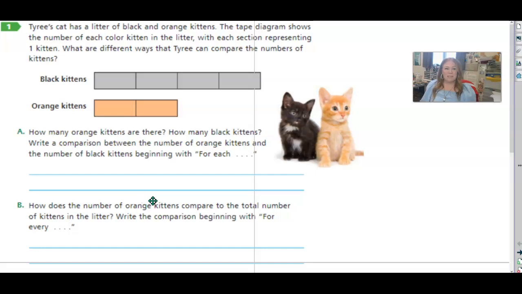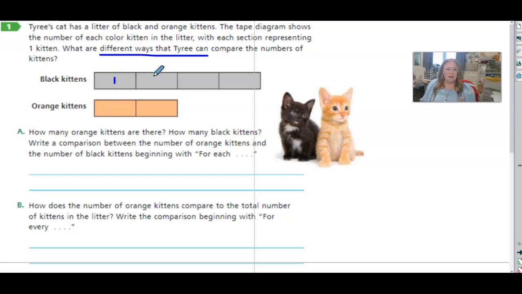For 5.1 task 1, it says that Tyree's cat has a litter of black and orange kittens. The tape diagram shows the number of kittens of each color in the litter, with each section representing one kitten. So we're going to write different ways that Tyree can compare these numbers.